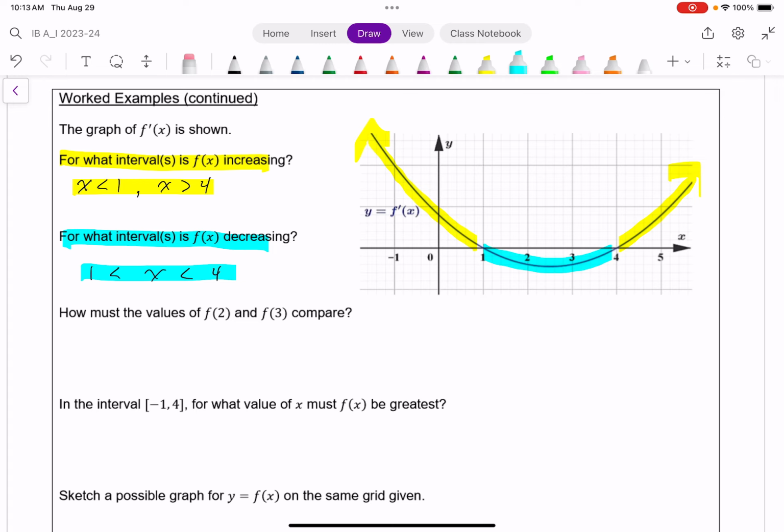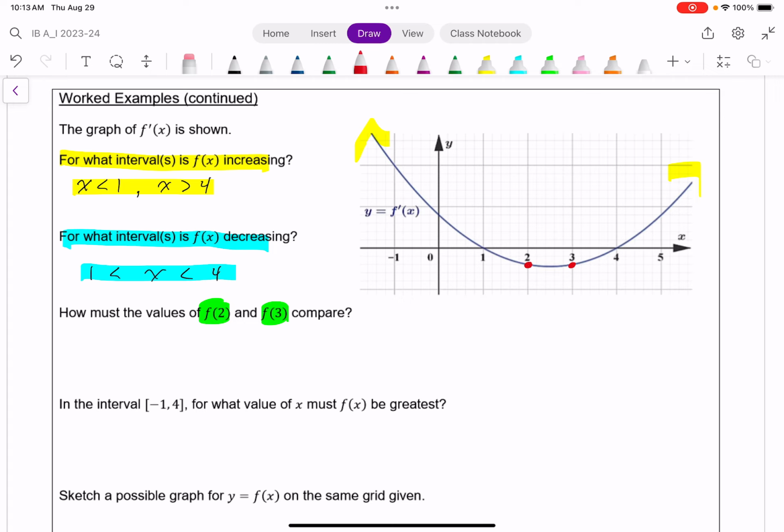Okay, how must the values of f at 2 and f at 3 compare? Not f prime at 2, f prime at 3, f at 2 and f at 3. So if I look here, f at 2, well, if I look at my function, the derivative at 2 is some negative number right here. F at 3, if I look at my derivative, the derivative at 3 is some value there. It looks to be the same. This seems to be a symmetrical quadratic function. But again, I'm not asking about how the values of the derivative compare. How do the values of f at 2 and f at 3 compare?